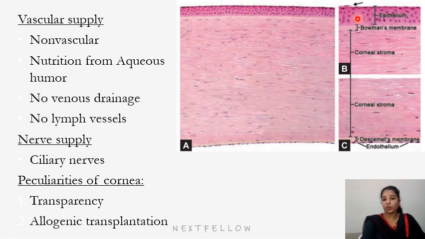The layers of the cornea, histologically: stratified squamous non-keratinized epithelium, then the membrane on which the epithelium rests, called Bowman's membrane, then the connective tissue stroma containing collagen fibers, called corneal stroma, and deeper the posterior limiting membrane called Descemet's membrane, and the endothelium, which is a simple squamous epithelium. So these are the layers of the cornea.